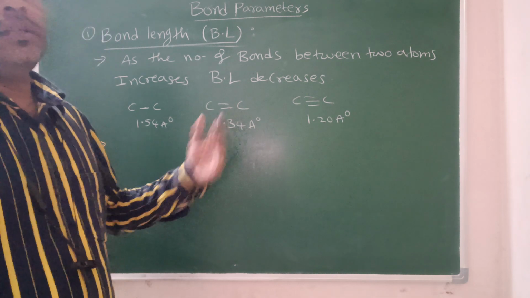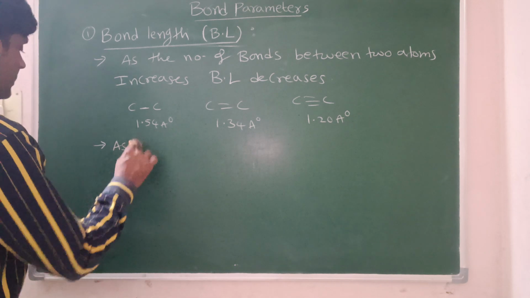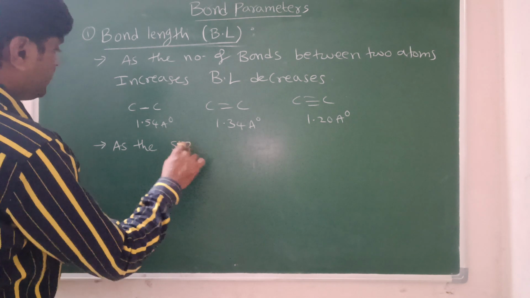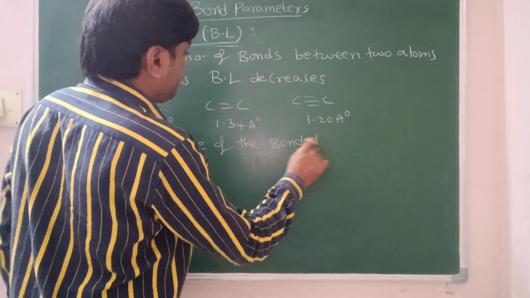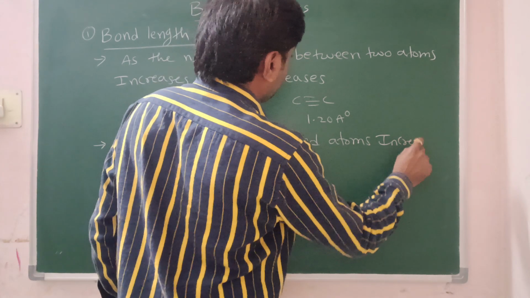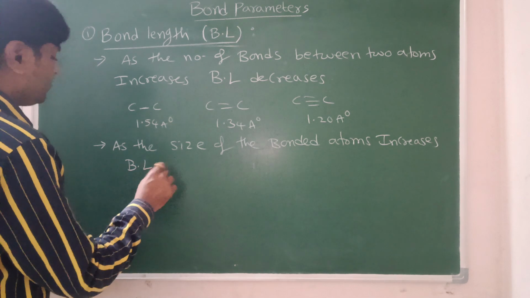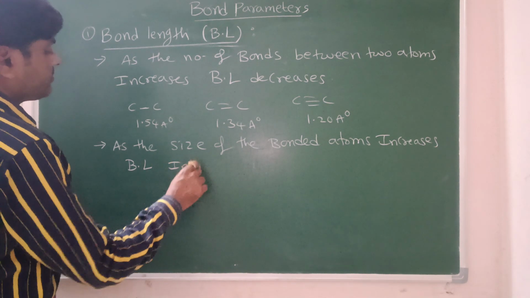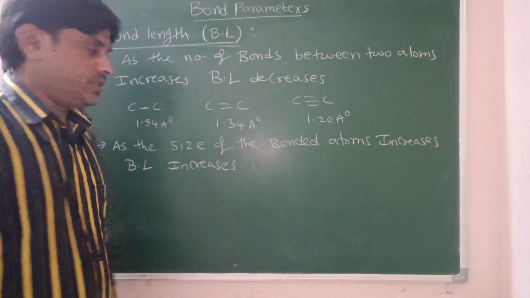as the size of the bonded atom increases, bond length also increases. Because size increases, therefore bond length increases.